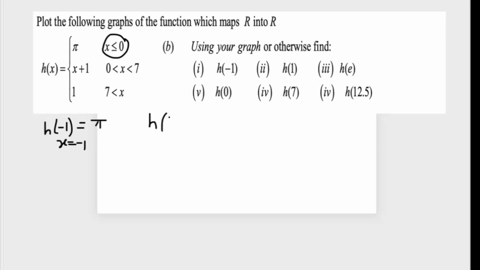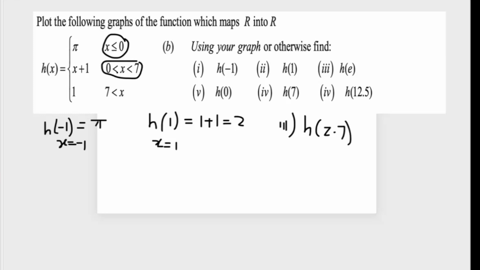For h of 1, 1 would fall in this range. So x equal 1. I have to use this function to find my answer. So replace x to be 1. So 1 plus 1 to give me 2. The third one, h of e, but remember we said we use e to be 2.7. And 2.7 would fall in this range. So replace x to be 2.7. So I'll have 2.7 plus 1 to give me 3.7.